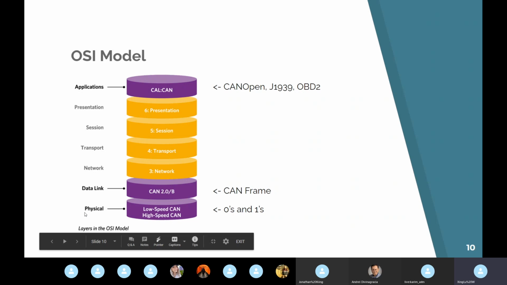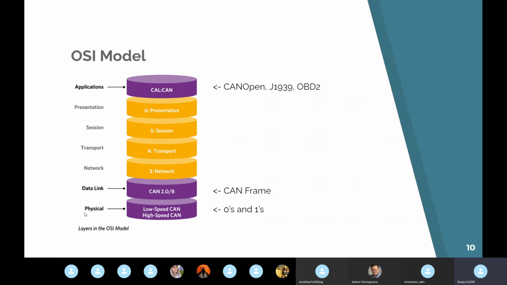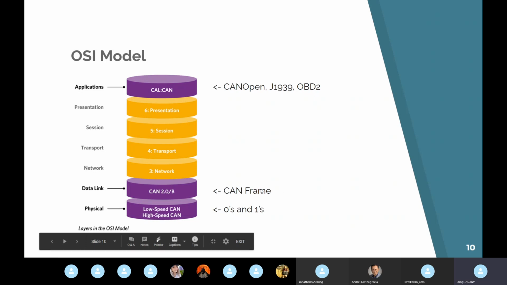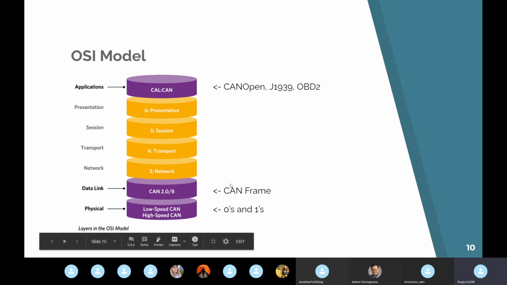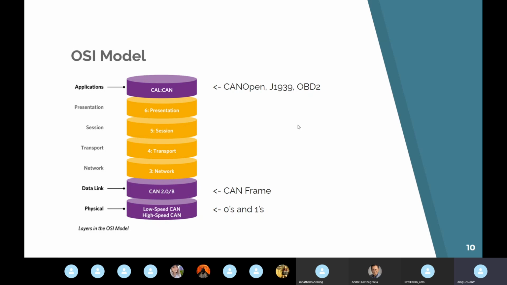The lowest level is physical, and the physical level just means your normal digital signal of zeros and ones. We don't care too much about it because the hardware components and transceivers inside our devices already do that for us. The main part that we on Team Phantom care about is the CAN frame, and this is how the zeros and ones are packaged into transmittable messages instead of just loose zeros and ones. I have a picture in the next slide.